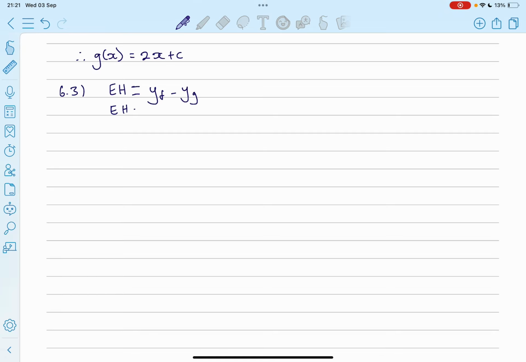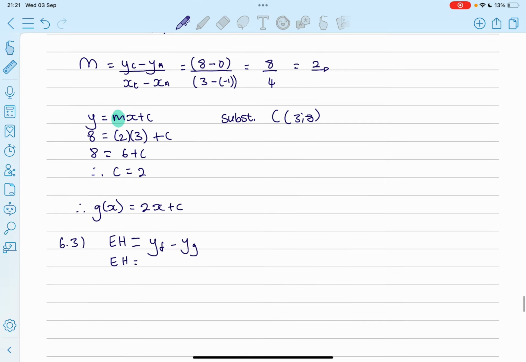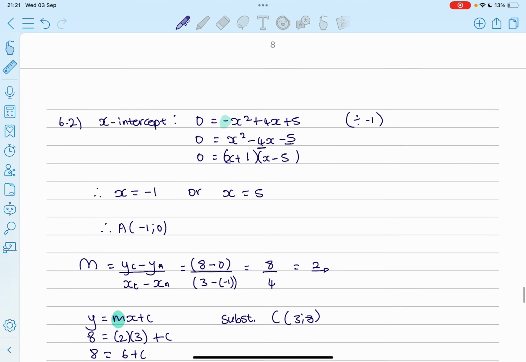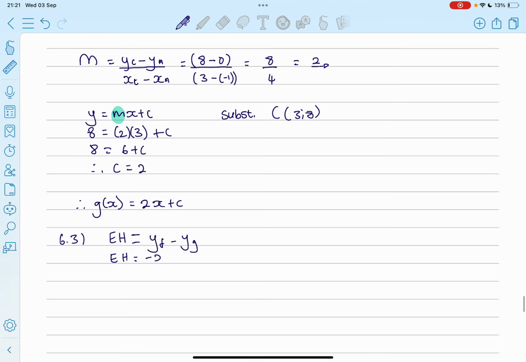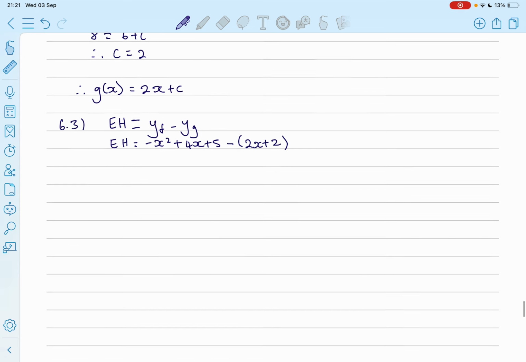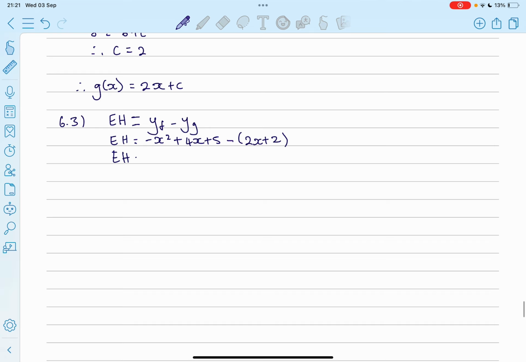And the y values of f are given by that equation over here, which is minus x squared plus 4x plus 5. And then we subtract the y values of g, which are given by the equation we just solved for in the previous question, which is 2x plus 2. So now we can get the full equation of EH, which is minus x squared plus 4x plus 5 minus 2x minus 2.